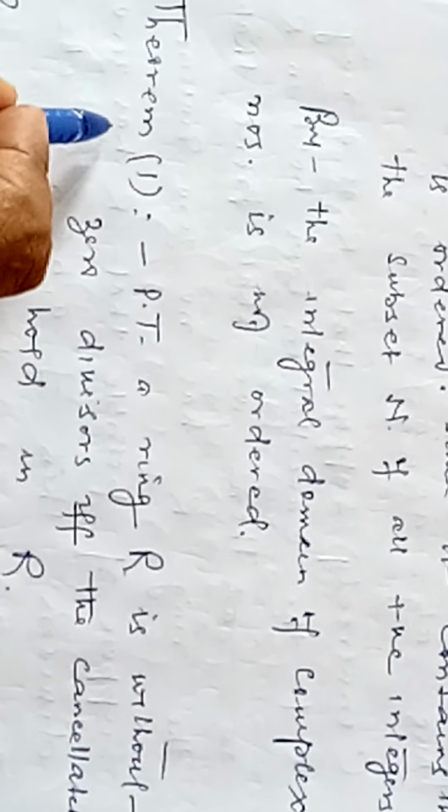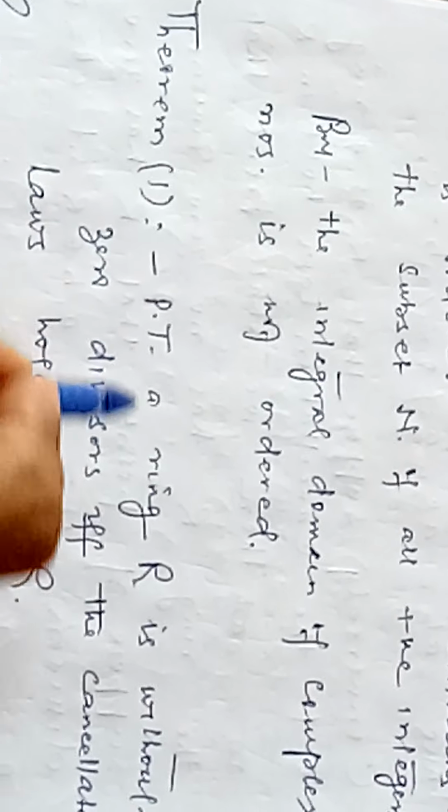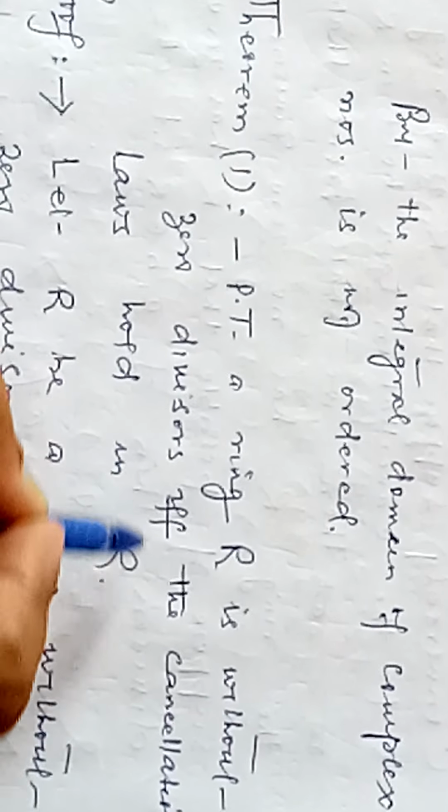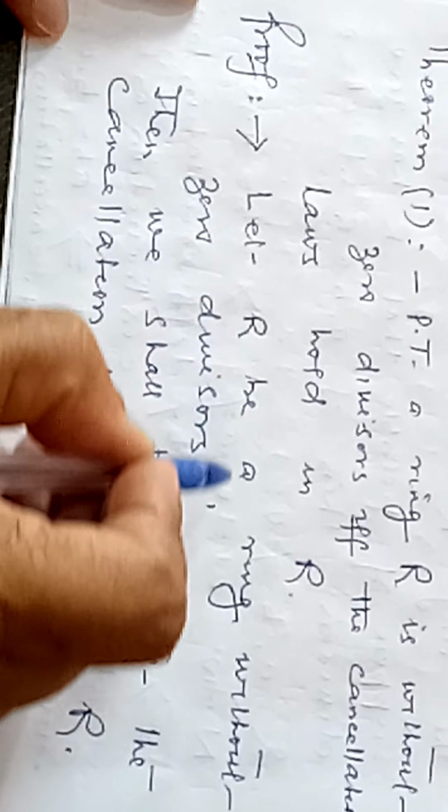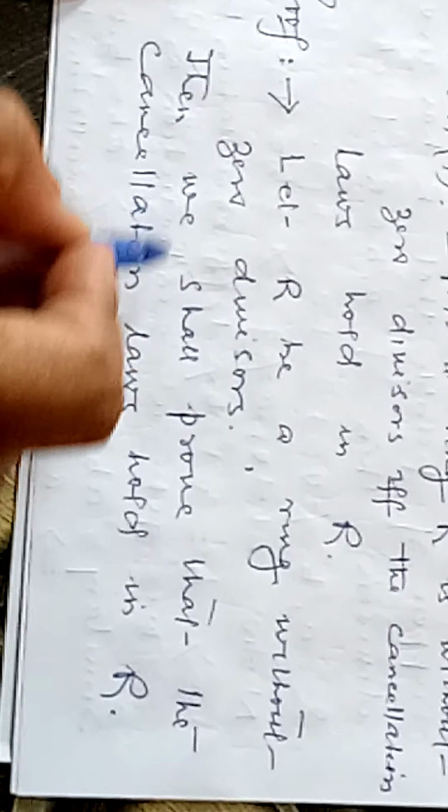Now we take a theorem. Theorem 1, prove that a ring R is without zero divisors if and only if the cancellation laws hold in R. Initially, we suppose that R is a ring without zero divisors. Then we shall prove that the cancellation laws hold in R.